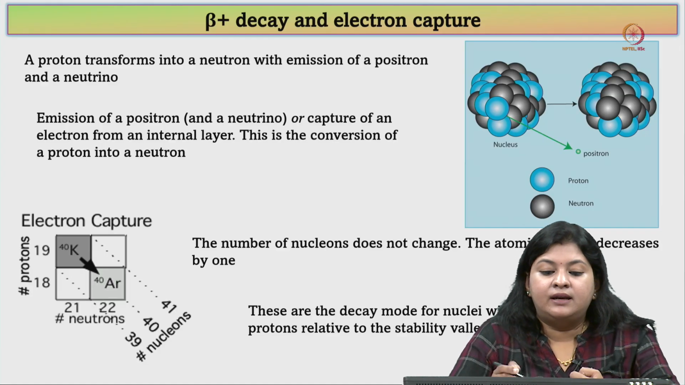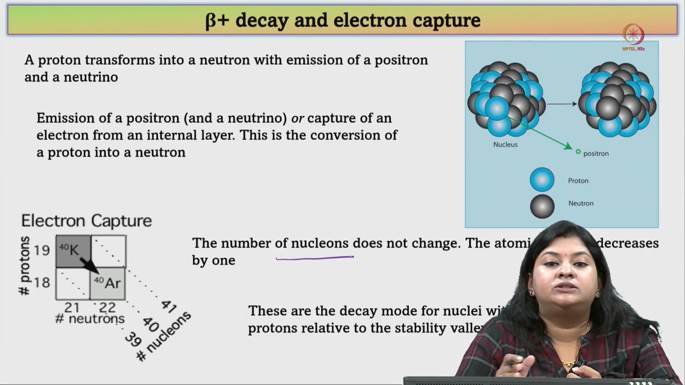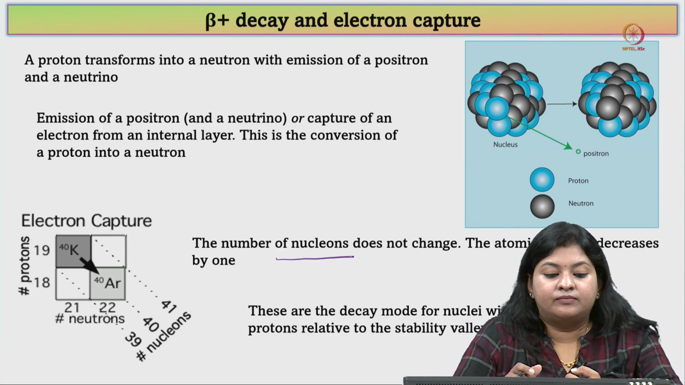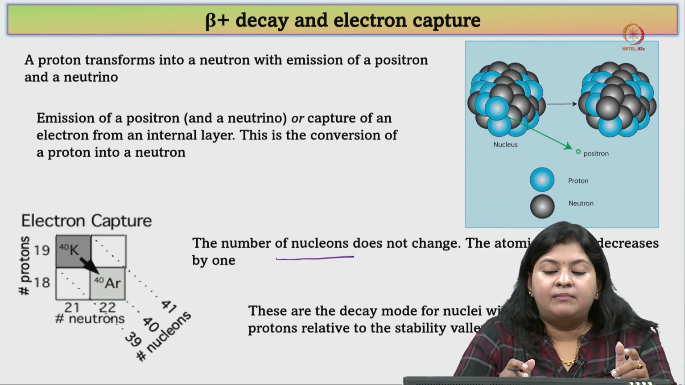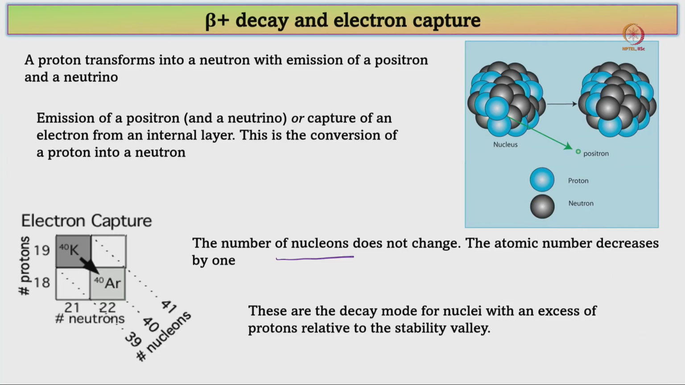So, here again the number of nucleons does not change, only the atomic number decreases. The atomic number decreases by 1, the neutron number increases by 1, but the total atomic mass remains the same. And this is the decay mode when there is an excess number of protons.